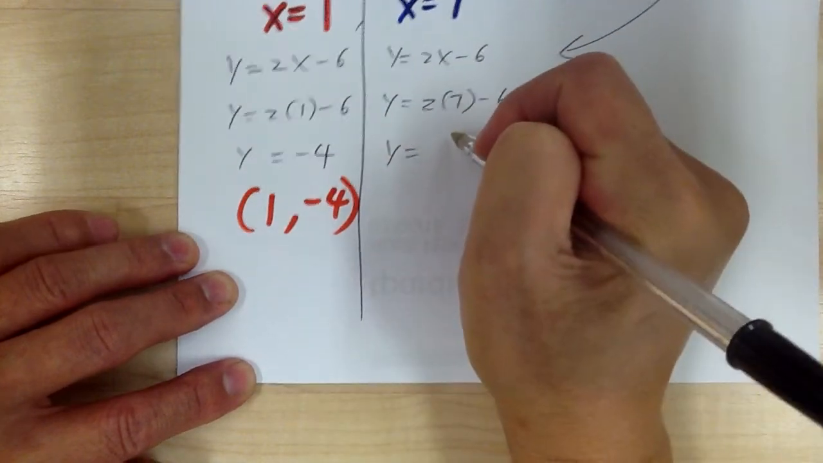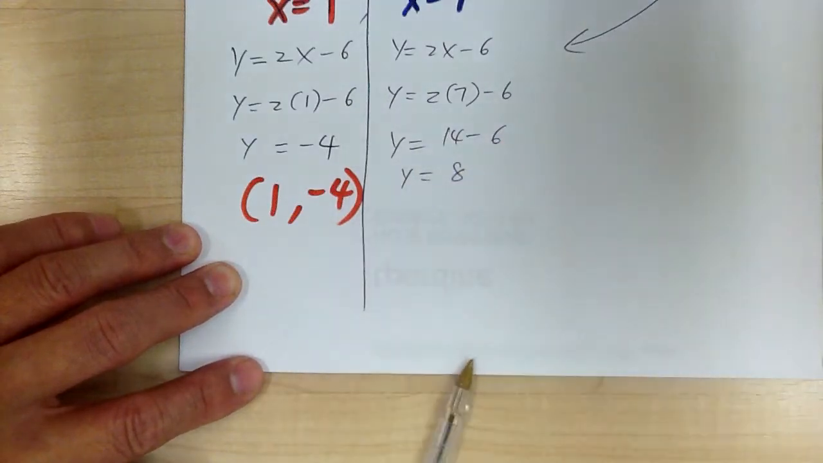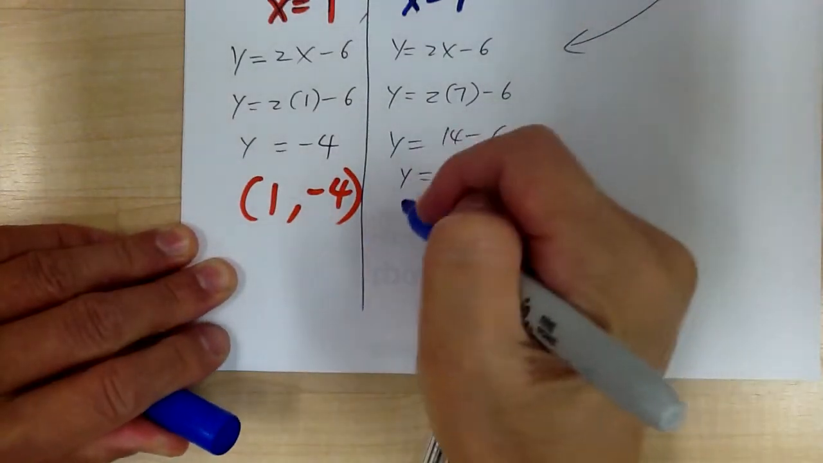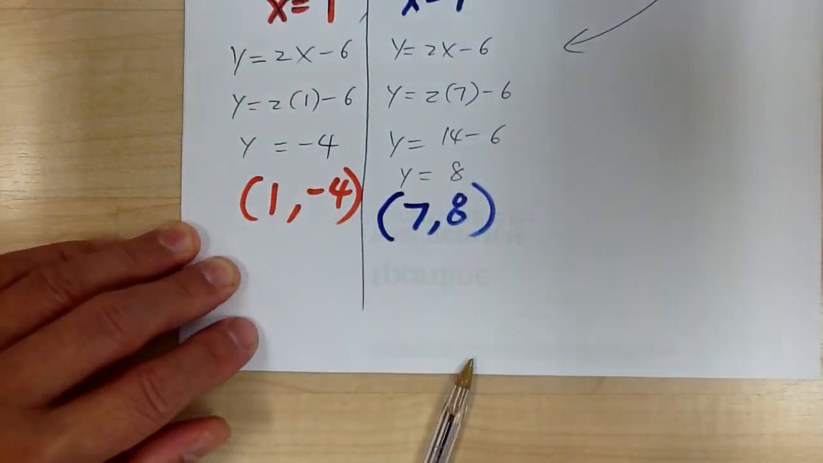So y equal to 14 minus 6, so y equal to 8. So your second option is (7, 8). And those are your two answers.